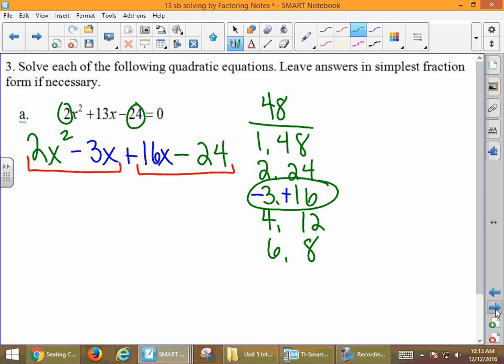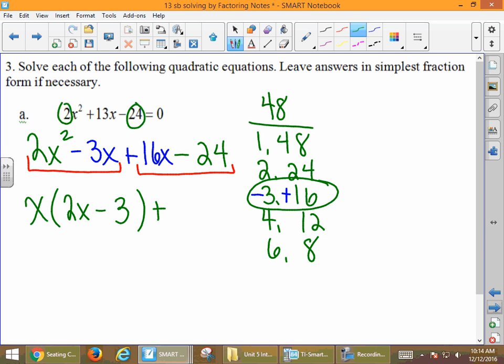So what's the GCF in our first group? Well, there's only an x. 2x squared divided by x is 2x. 3x divided by x is 3. By the way, we had 2 x's from the 2x squared. We took out 1. We have 1 left.